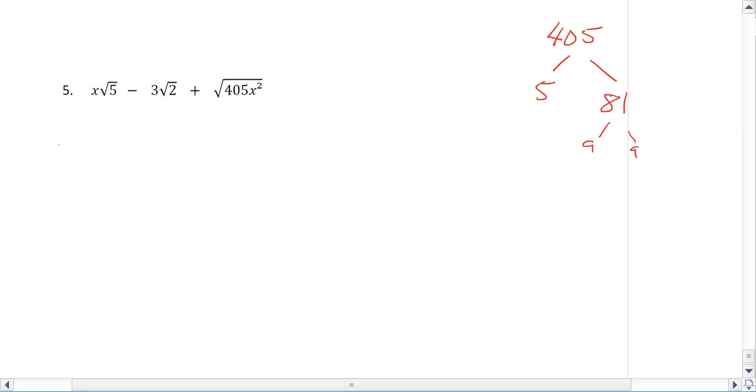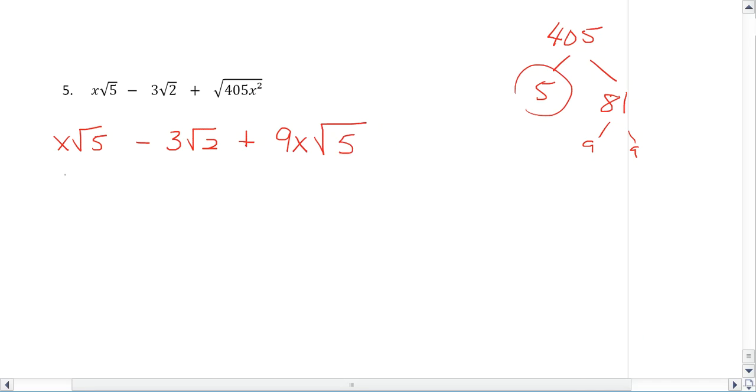So this x squared at 5 is fine. The 3 squared at 2 is fine. But this 81, square root of 81 is 9, so let's pull the 9 out in front. And I hope you noticed that x squared is a perfect square, so we've got to pull the x out also. And all that remains behind under the radical is this 5.